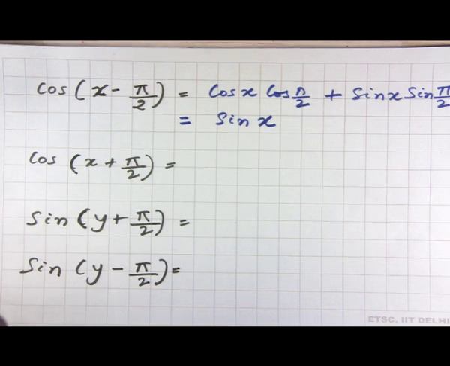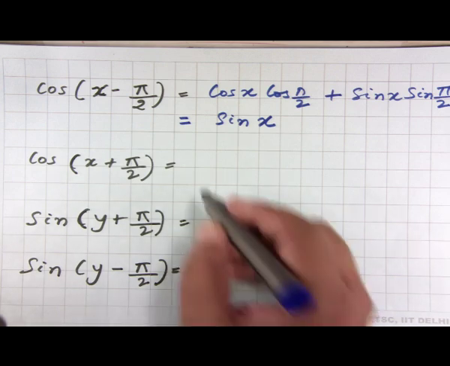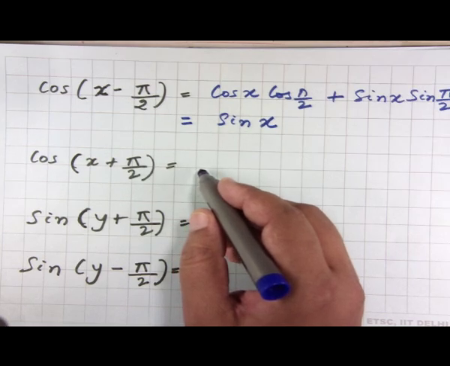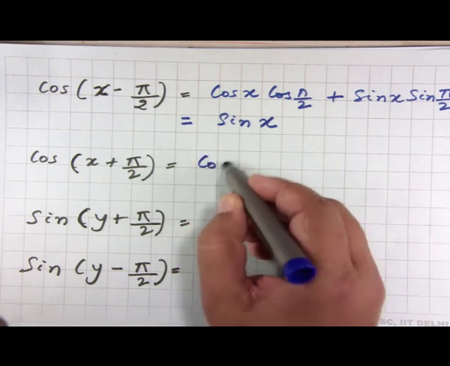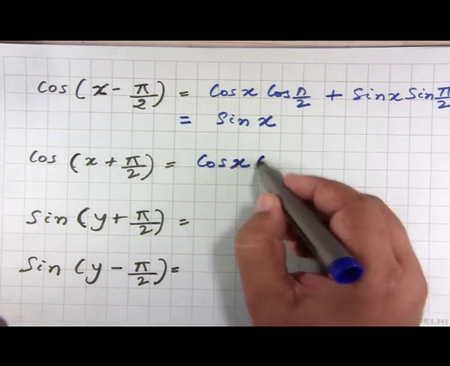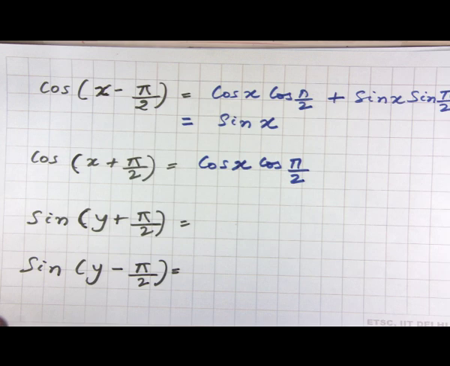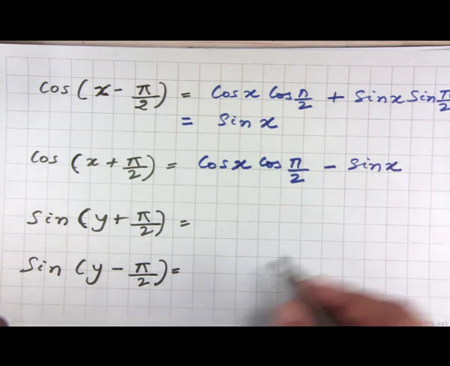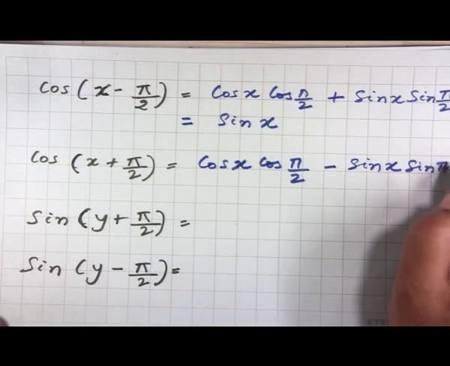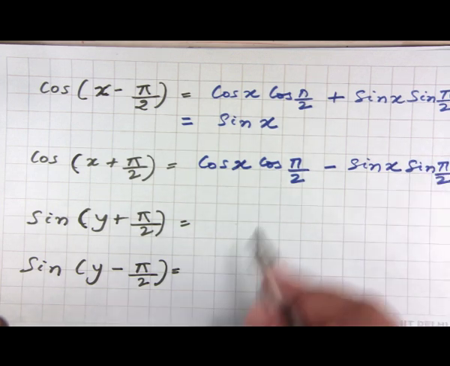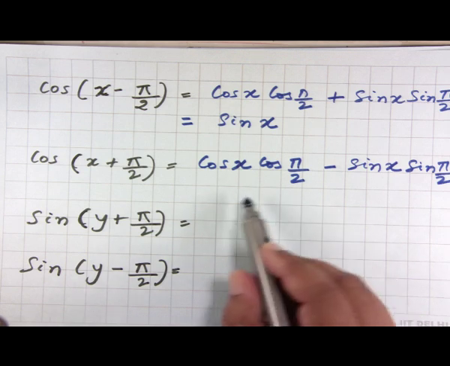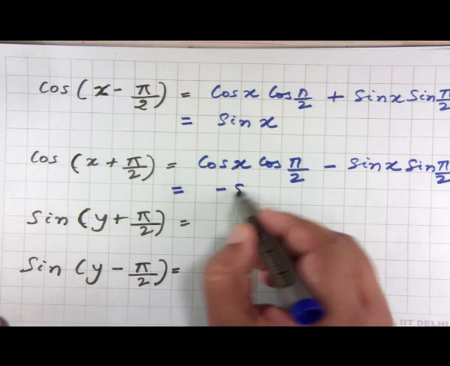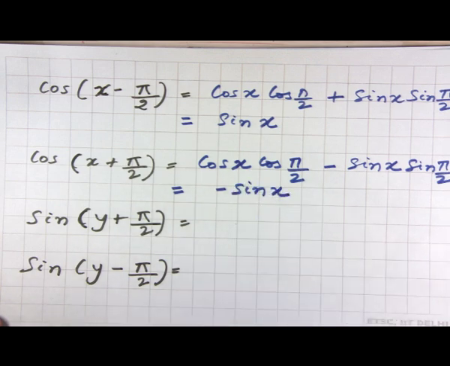Similarly, cos of x plus pi by 2, we will use now the formula for cos of x plus y, with y equal to pi by 2, which is cos x cos y minus sin x sin y. Again here, because cos of pi by 2 is 0, this first term is equal to 0, and so what we get is minus sin x.